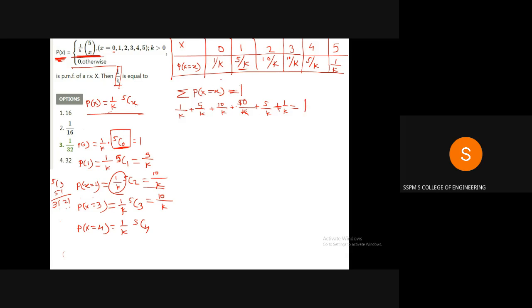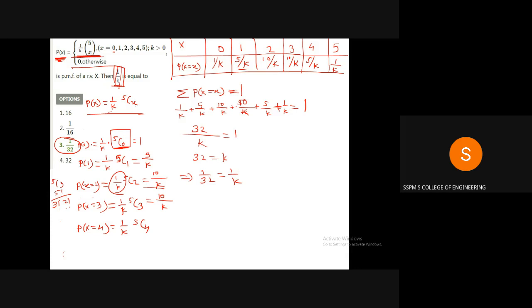So what is the addition? 1 plus 5 is 6, 6 plus 10 is 16, 16 plus 10 is 26, 26 plus 5 is 31, plus 1 it is 32. So 32 divided by k is equal to 1. It means 32 is equal to k, if you multiply both sides by k. But we are asked to find the value of 1 by k. So 1 by k is equal to 1 by 32. So 1 by 32 is the correct option.